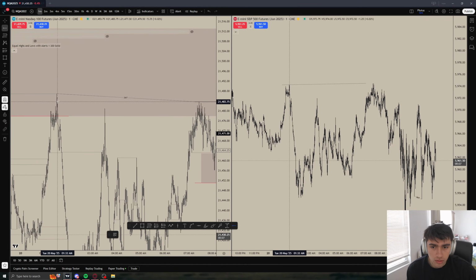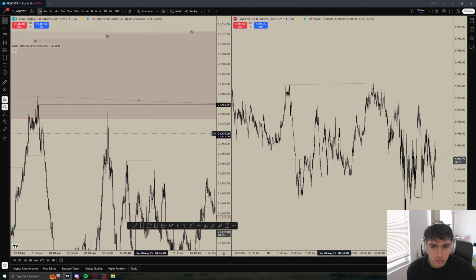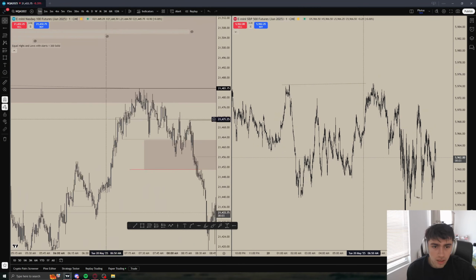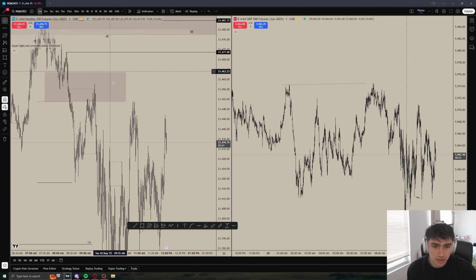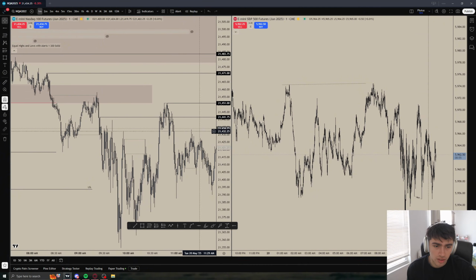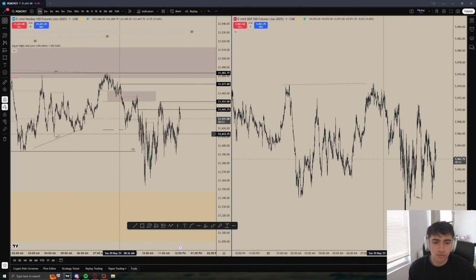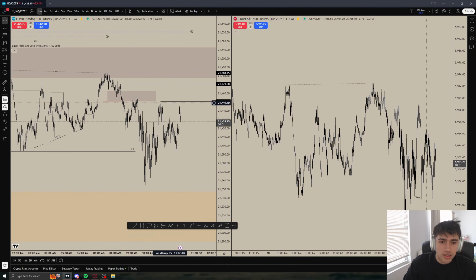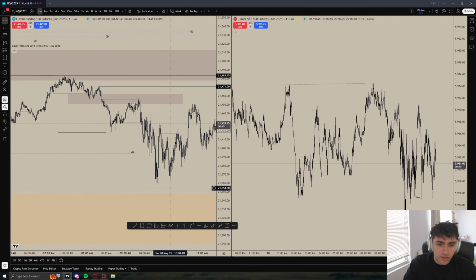These were literally equal highs as well. Boom. Equal highs right there. Equal highs right there. We had equal highs right here. So many equal highs. So I was like, bro, there's no way we're not going to revert higher at one point, right? So obviously, I was looking at these at first.